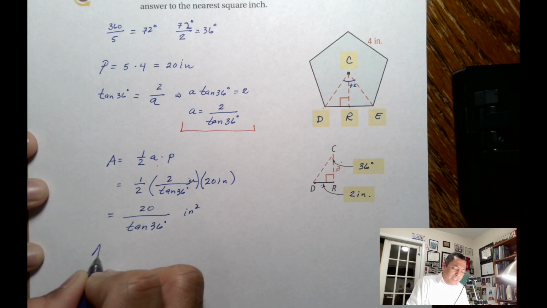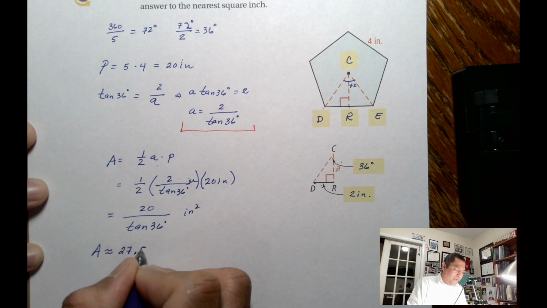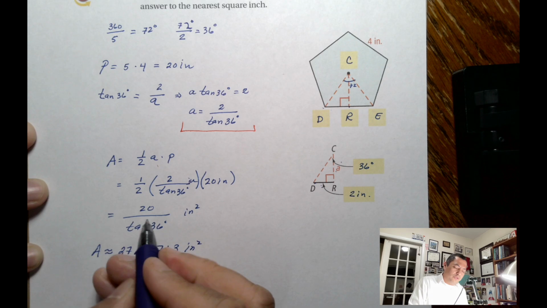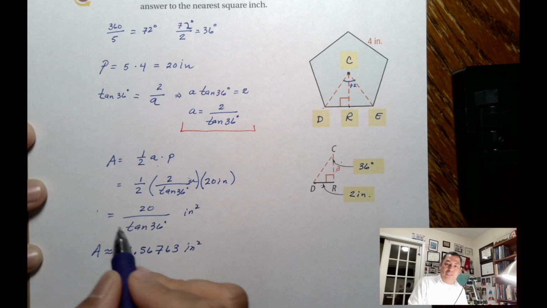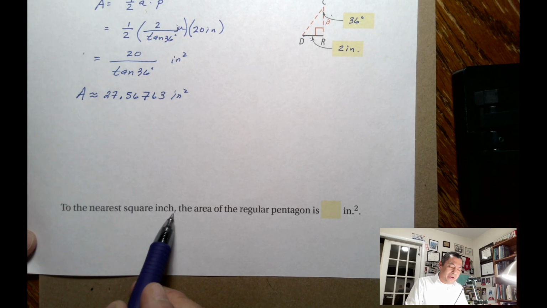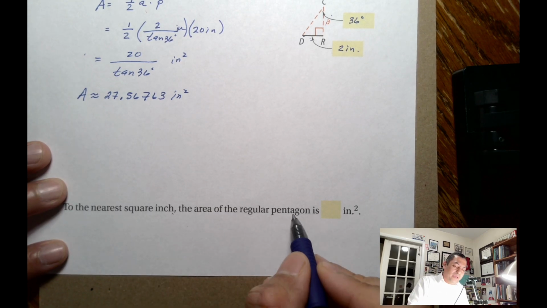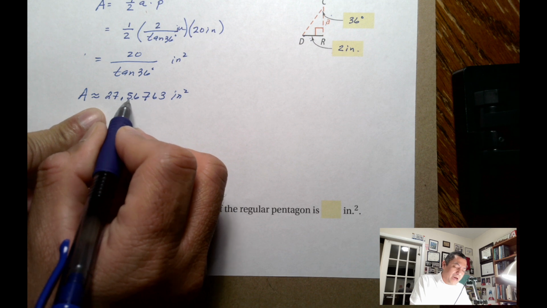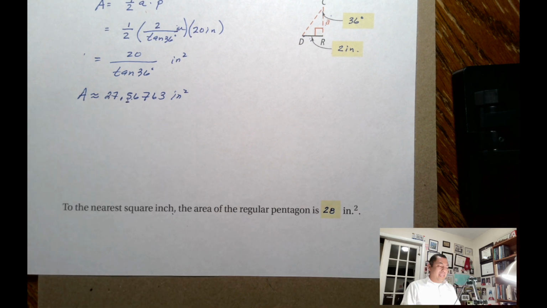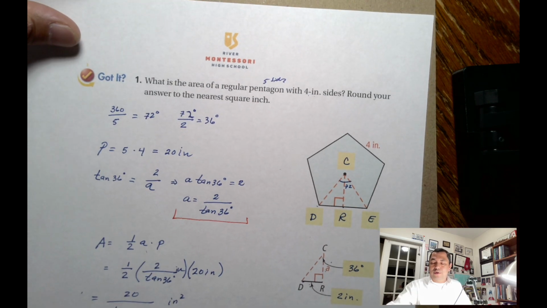So if I approximate this one, area is approximately equal to 27.56763 inches squared. If you plug this in the calculator, to the nearest square inch, so that means to the nearest whole number, the area of the regular pentagon is 27.5. This is 5, so that means this is going to be 28 inches squared. So that's the solution to got it number 1.